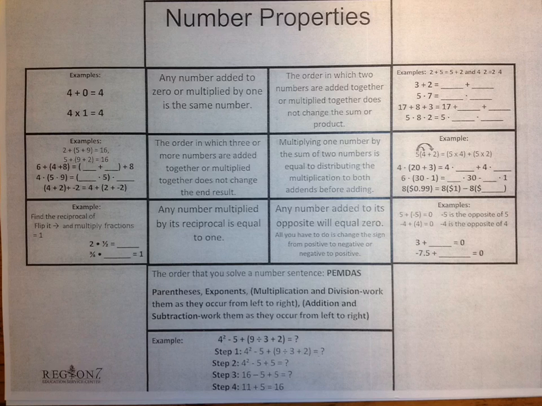So let's start on the left, where it says any number added to 0 or multiplied by 1 is the same number. Guys, this is going to be the identity property because you're getting out the same number. So it's like looking in the mirror and seeing the same thing. So your examples are 4 plus 0, that gives you 4, and 4 times 1 gives you 4. If you notice, this is only with addition and multiplication, not subtraction and division. There's nothing you can do to subtraction and division to give you the same answer that you started with.